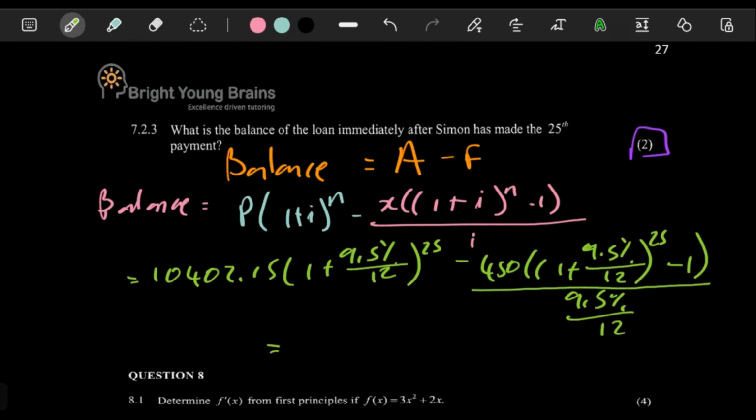So let's see what this gives us in the calculator. It's giving us 282.36, which is not bad. If you think of it logically, this is technically going to be his final balance of the loan, the final amount that he pays.